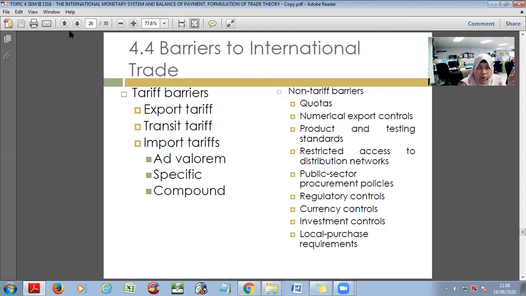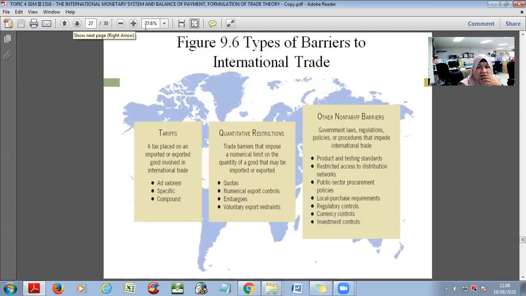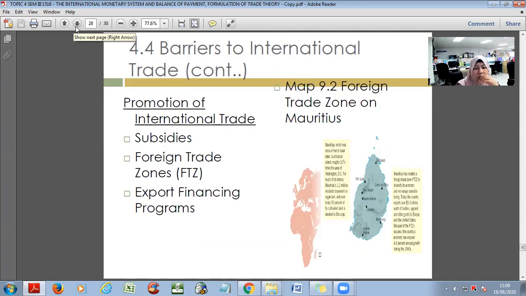Okay, and moving on, this is part of the types of barriers to international trade. We have this one just in the diagram. Just now I put it in the notes, so that has been transferred into this diagram. This one we can skip.